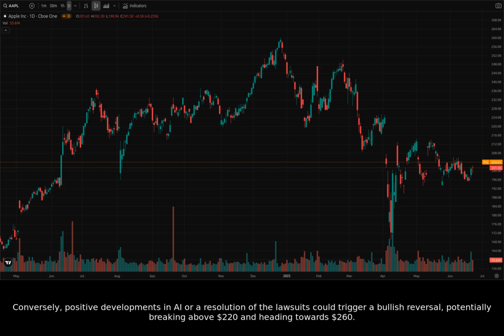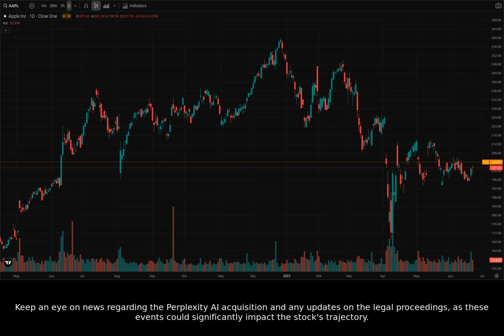Conversely, positive developments in AI or a resolution of the lawsuits could trigger a bullish reversal, potentially breaking above $220 and heading towards $260. Keep an eye on news regarding the Perplexity AI acquisition and any updates on the legal proceedings, as these events could significantly impact the stock's trajectory.